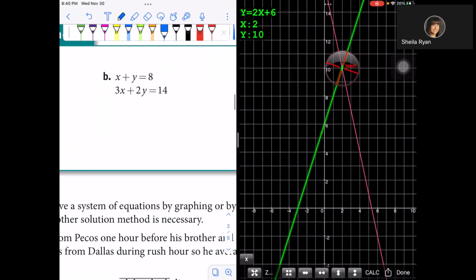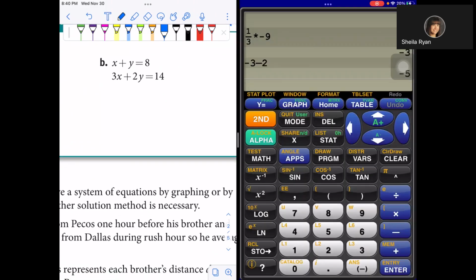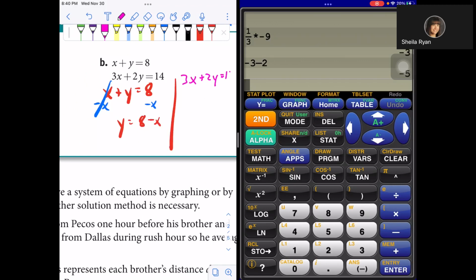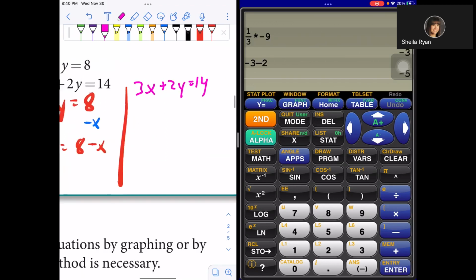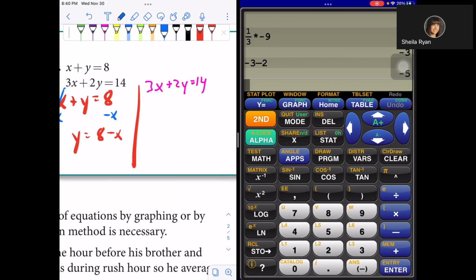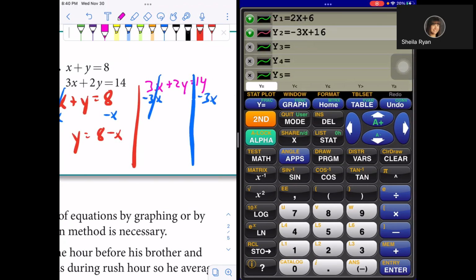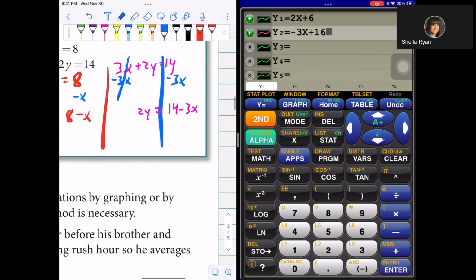And then our last one, we do have to get the y alone. So we first have x plus y equals 8. We would need to do minus x, and we get 8 minus x. And then the second one, 3x plus 2y is 14. We would have to do minus 3x to get 2y equals 14 minus 3x. And then we would have to divide by 2.